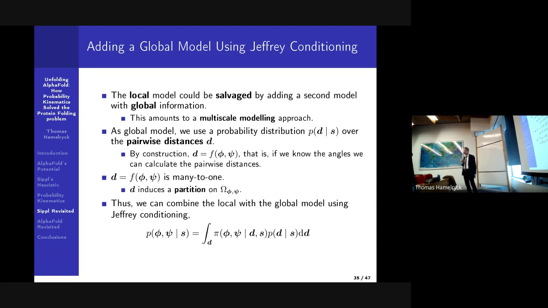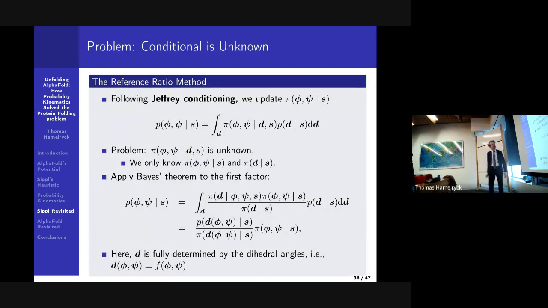But where's our potential? We haven't seen our potential yet. We simply have this expression over here. We need to take another step. And we come up with something that we called the reference ratio method. So we start with this. This is simply Jeffrey's conditioning. So we update the probability over our partition. And we assume that the conditional distribution remains the same. But now the problem is that this term is not known. We don't have this conditional. We cannot sample angles that are compatible with a certain set of distances. So we cannot use this solution.